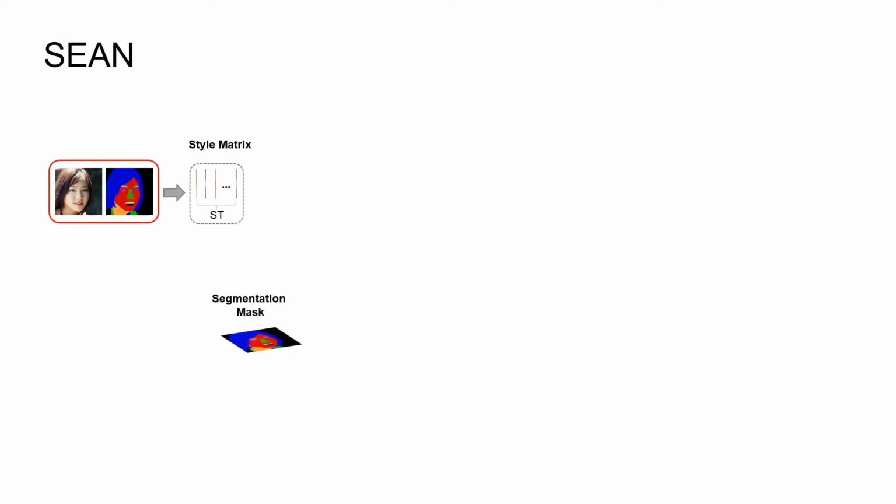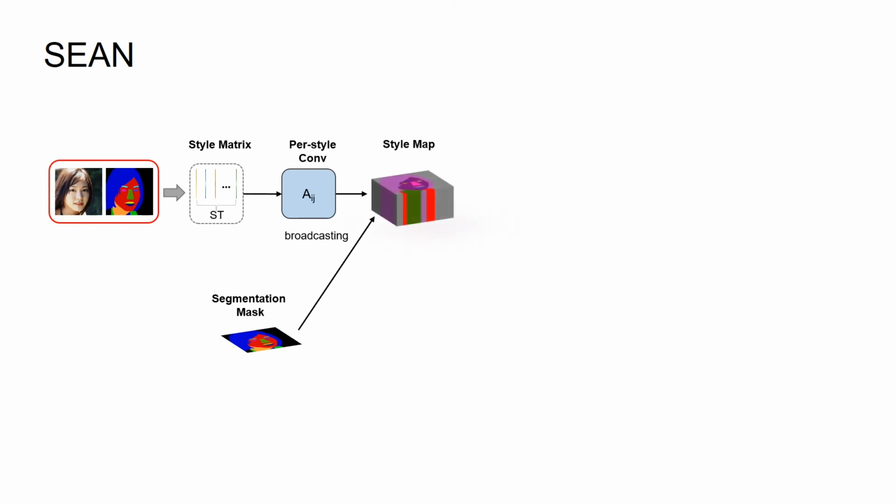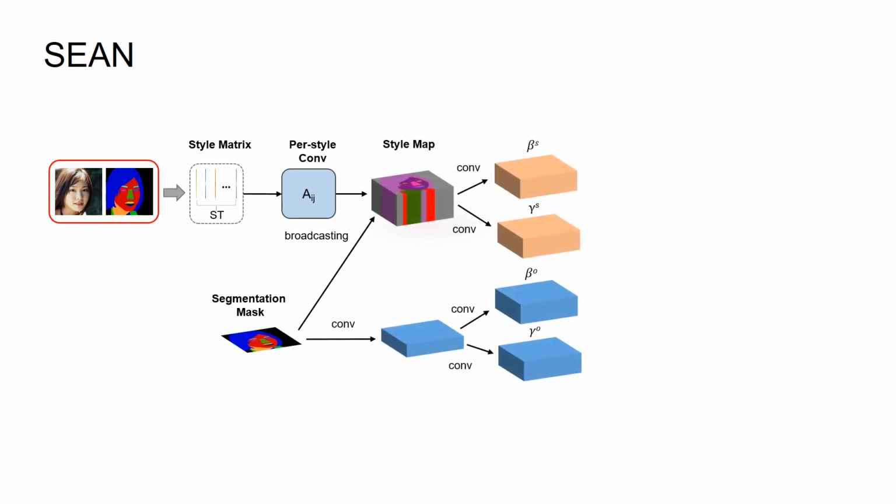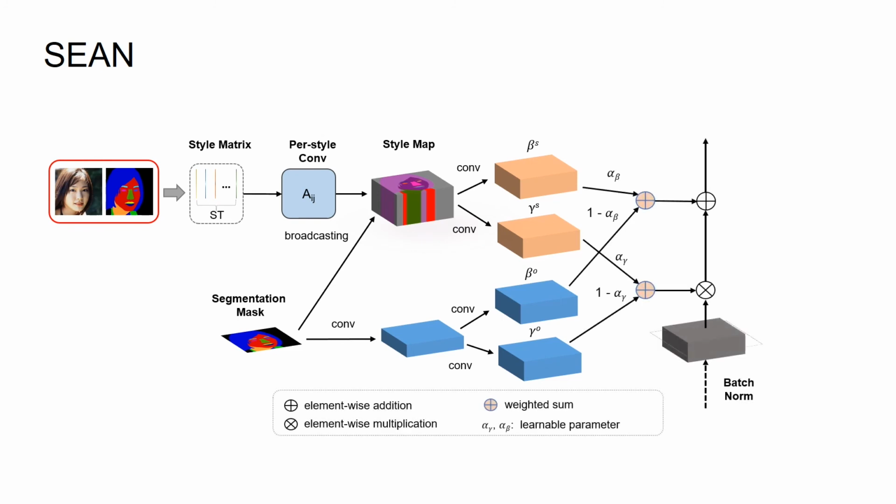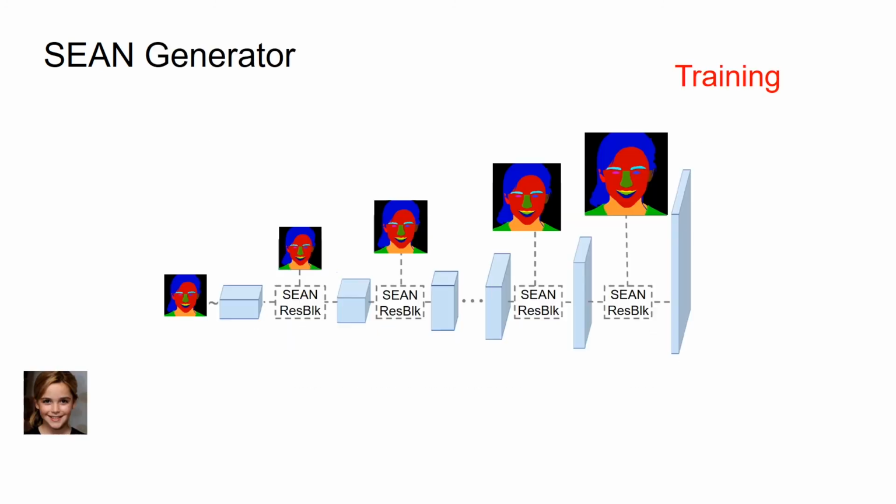To implement these ideas, we propose SEAN, a normalization layer that modulates the scales and biases of the generator activations by both the per-region style code matrix ST and segmentation mask M. In more detail, the style code matrix ST undergoes a per-style convolution, and the style codes are then broadcast to their corresponding regions according to M to yield a style map.